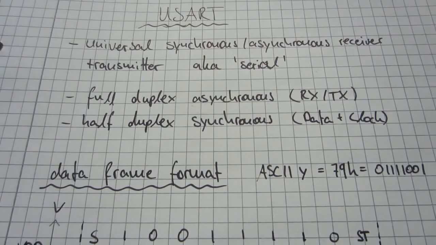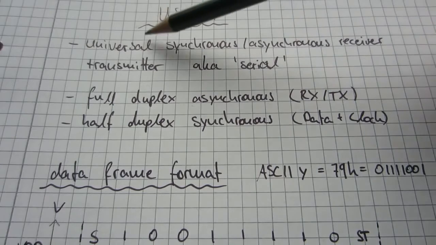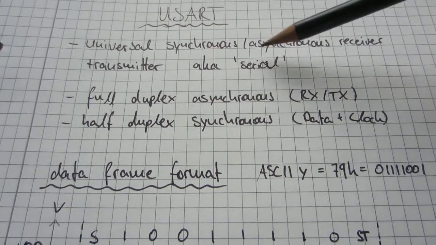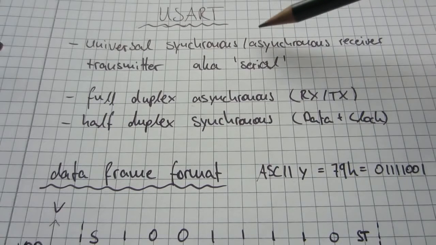In this video, I want to talk about the USART peripheral. USART is an abbreviation for Universal Synchronous Asynchronous Receiver Transmitter, or serial for short. And the serial port can operate in two different modes.